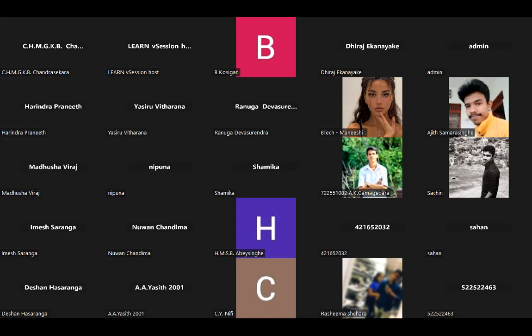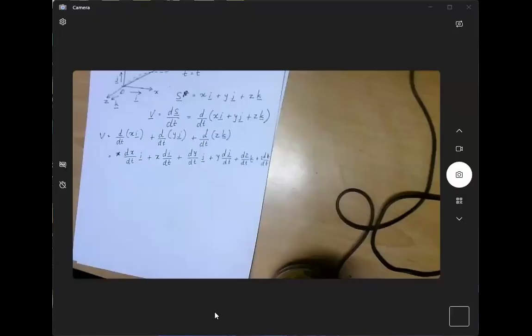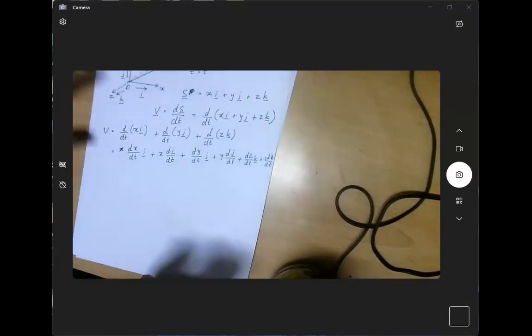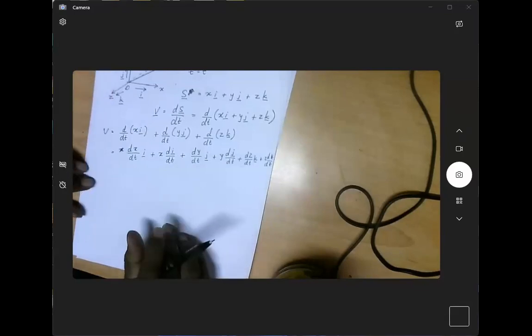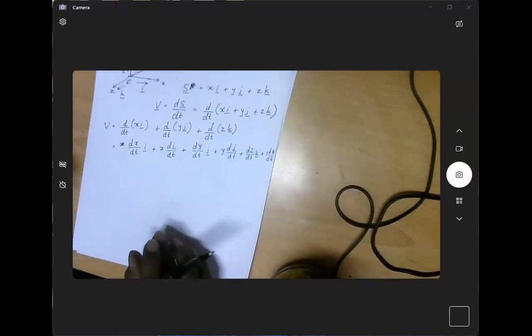I ask whether what I have written is right or wrong. You should have an opinion. I didn't do anything other than the basic rules of differentiation.